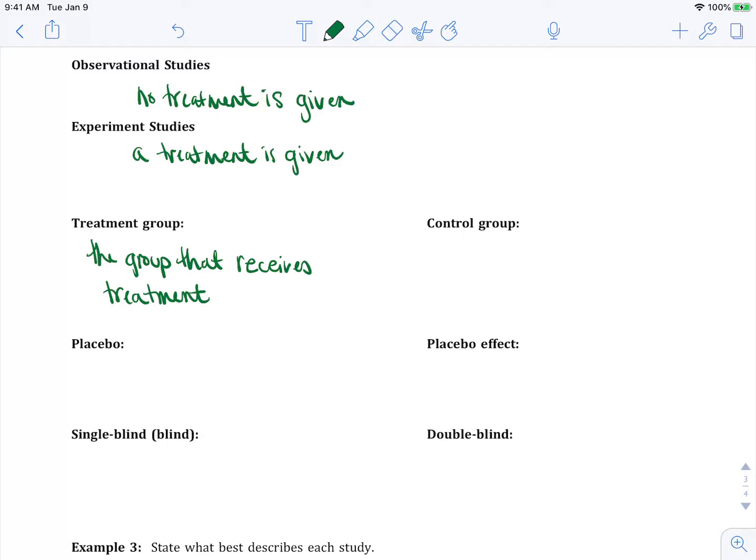Where the control group is the baseline group that does not receive treatment.